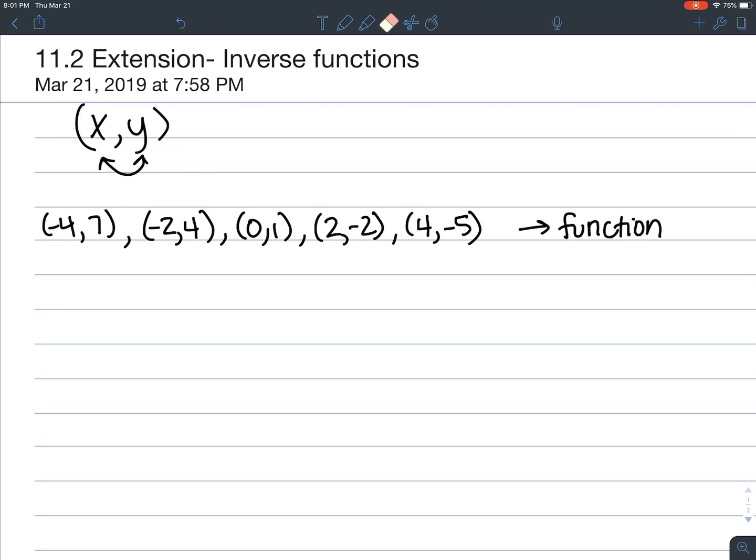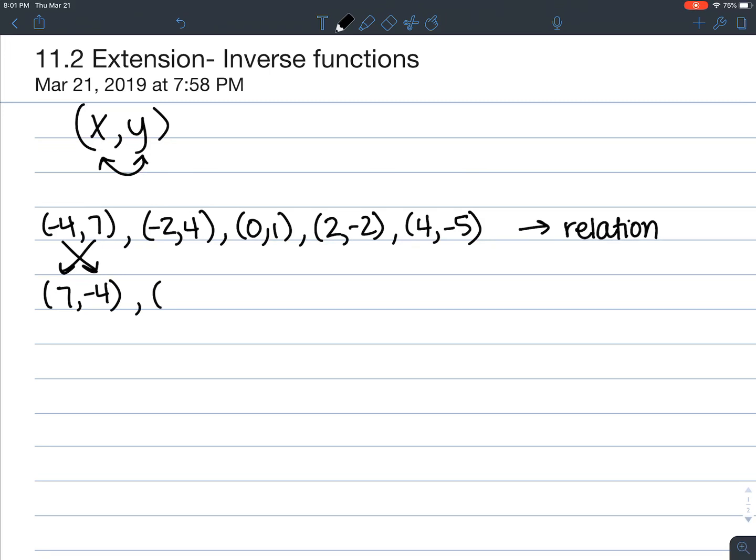Actually, I'm sorry, this is not a function. This is a relation, meaning it doesn't actually have to pass the vertical line test. So our inputs might have multiple outputs. But when I write the inverse, I'm going to switch the 7 and the -4. So that goes there and that goes there.